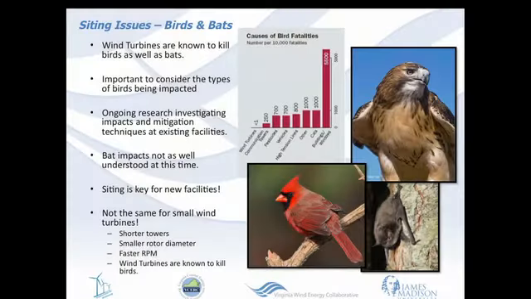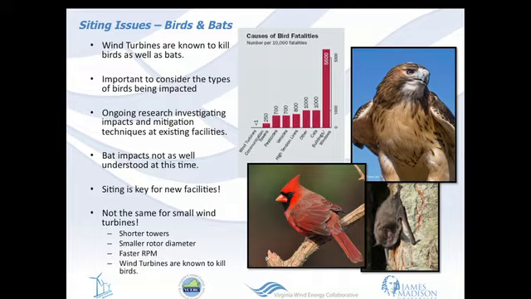Birds and bats are typically the wildlife concern that you hear with wind turbines, and wind turbines have been known to kill birds and bats. That is a fact. But it is important to consider the types of birds that are getting impacted. You'll see this graph, a favorite I think a lot of wind proponents like to use, and they like to use the funny comment of how cats kill more birds than wind turbines do.